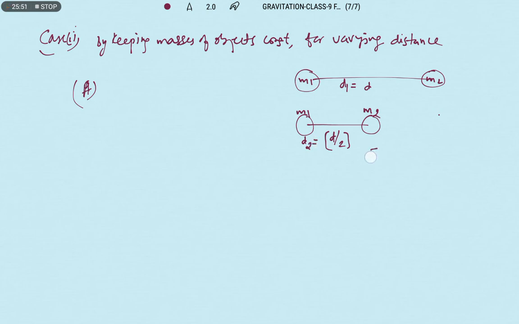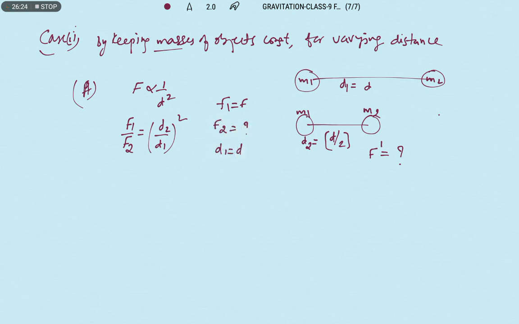Now they are asking what is the new force of attraction between the bodies. The masses are kept constant, so the force depends only on distance, in inverse square proportion to the distance. Therefore we can write f1 by f2 equals d2 by d1 whole square. I am taking the initial force as f, and they are asking f2. d1 is d, and d2 is equal to d by 2.